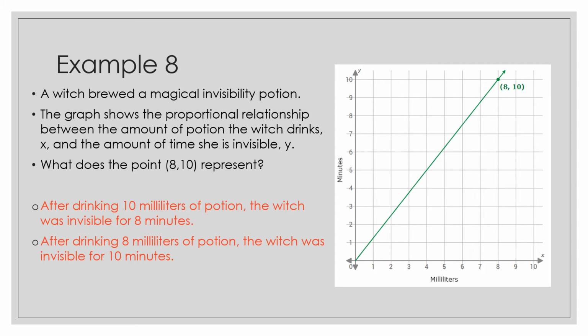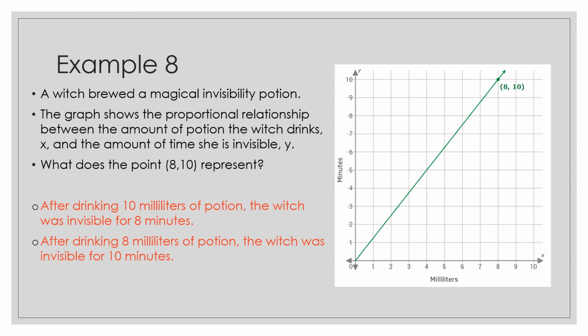Okay, in example 8, just kind of making sure we still remember how to interpret points on a graph and what they represent. So it says a witch brewed a magical invisibility potion. The graph shows the proportional relationship between the amount of potion the witch drinks, X, and the amount of time she is invisible, Y. So what does the point (8, 10) represent?